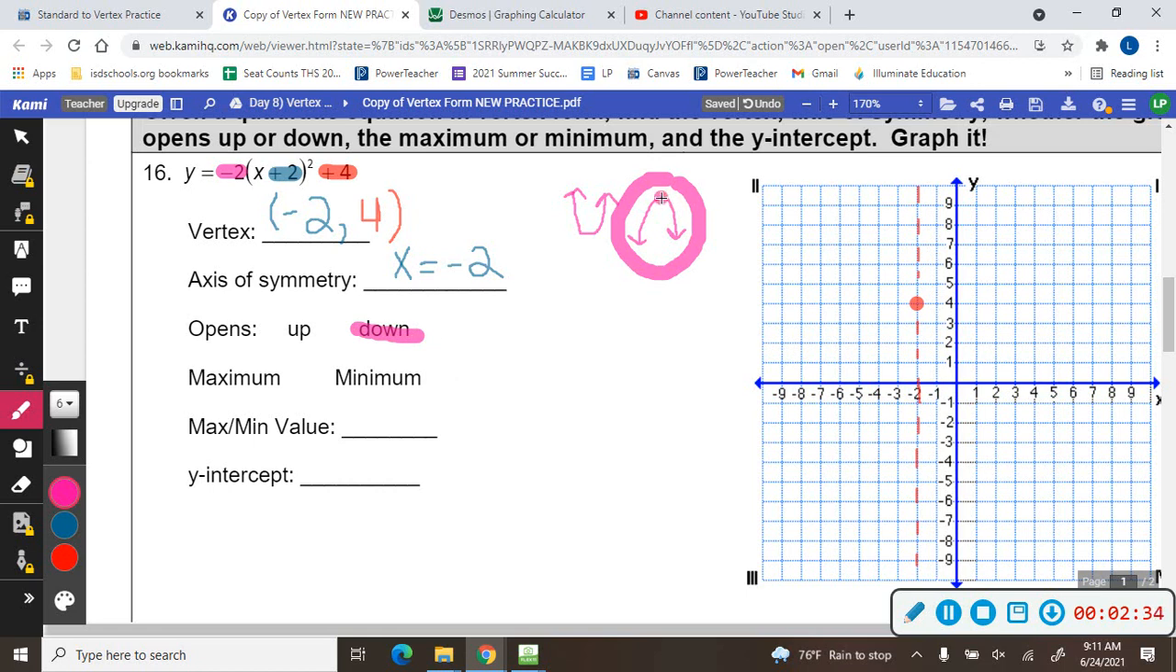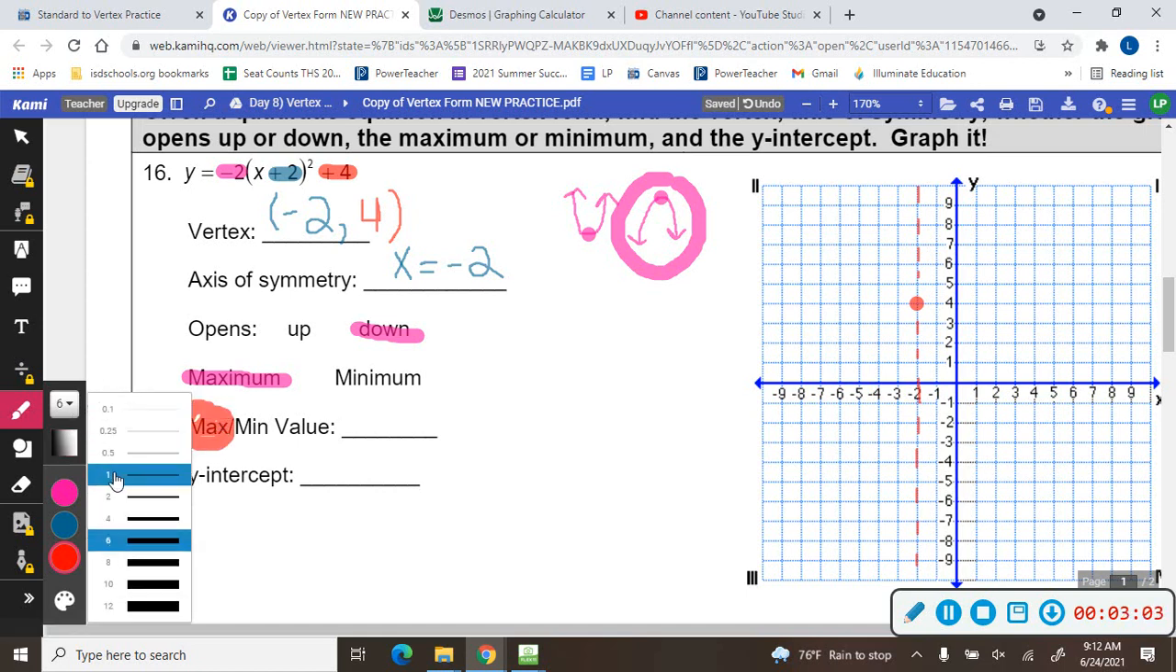And then notice that's going to make what we call a maximum. So this would be a maximum. This one would have been a minimum. So if it opens down, it makes a maximum. What's the value of that maximum? What's the tallest this will ever get? The tallest it'll ever get is right here at 4. So I would say the max value is 4.